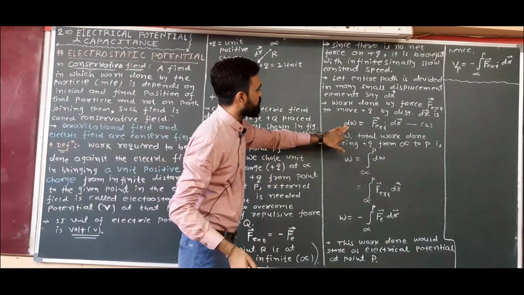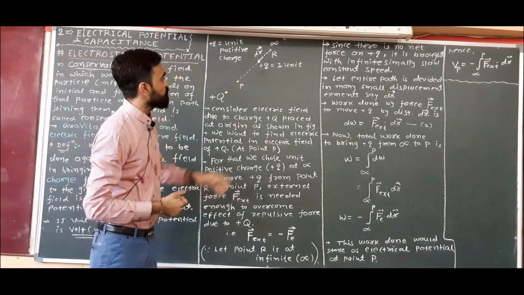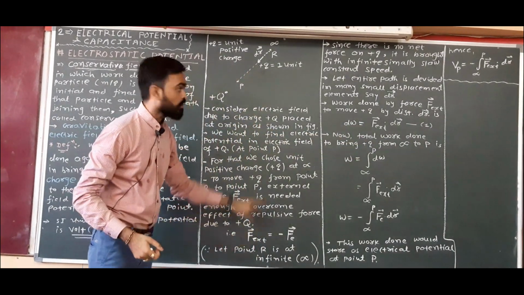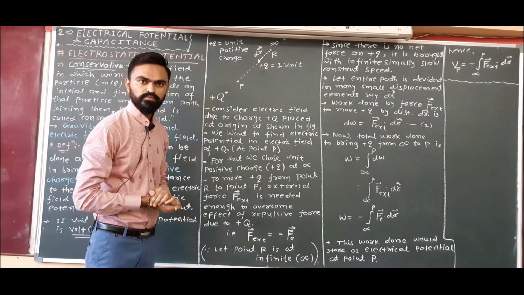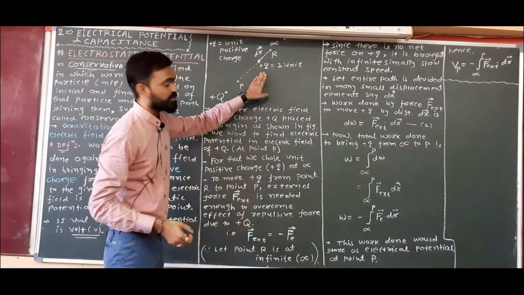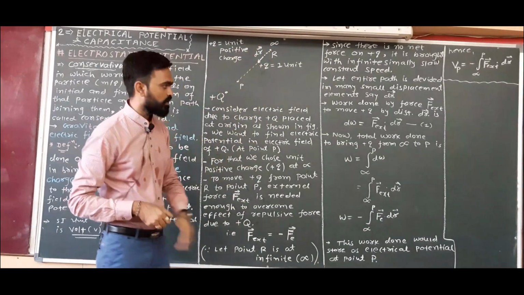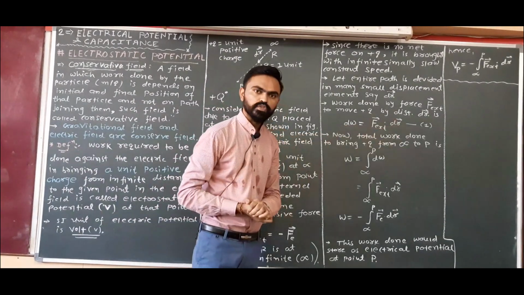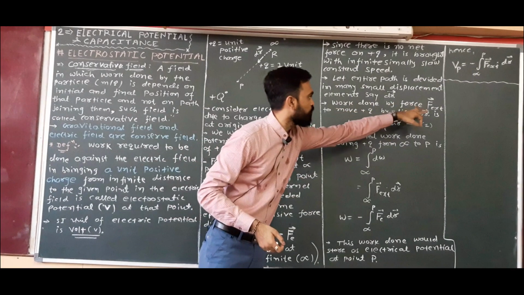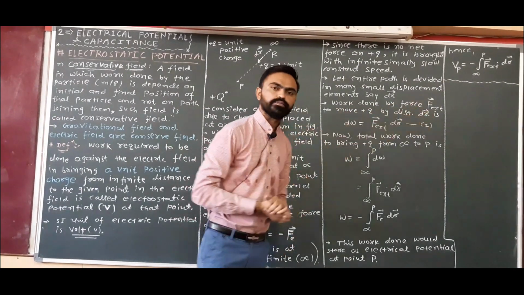dW is equal to force times displacement. How much force do you use? F external to bring this charge near to the source charge. And how much displacement? This small displacement, say dr. So dW is equal to F external into dr. This is the work done by force F external to move plus q by distance dr.